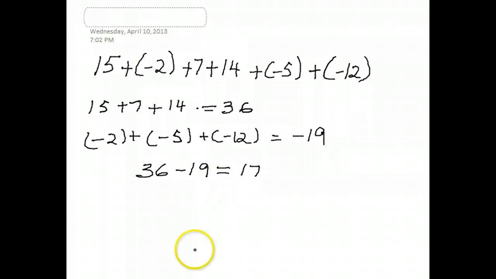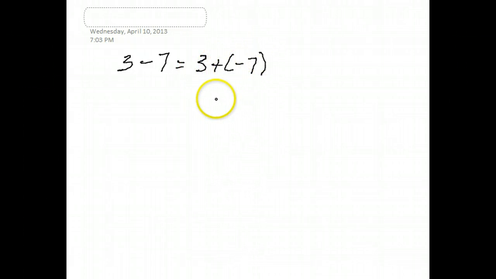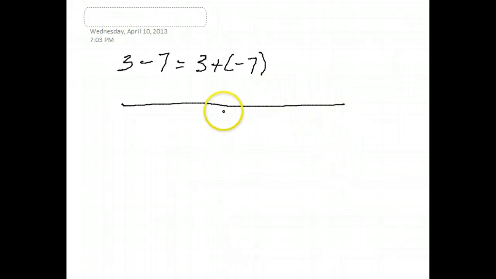Now let's look at subtraction of real numbers. Let's say I have 3 minus 7. This can also be written as 3 plus negative 7. And the principle that I just showed you a little while ago using the number line works here as well. So this is my number line, and I have this as 0. I'm going to put 3 somewhere over here.